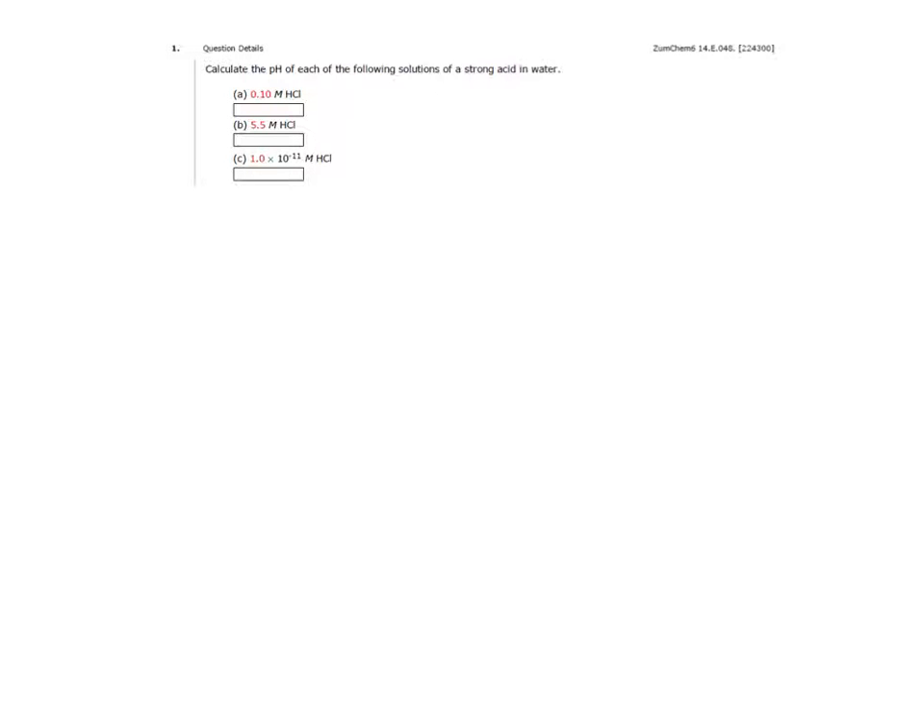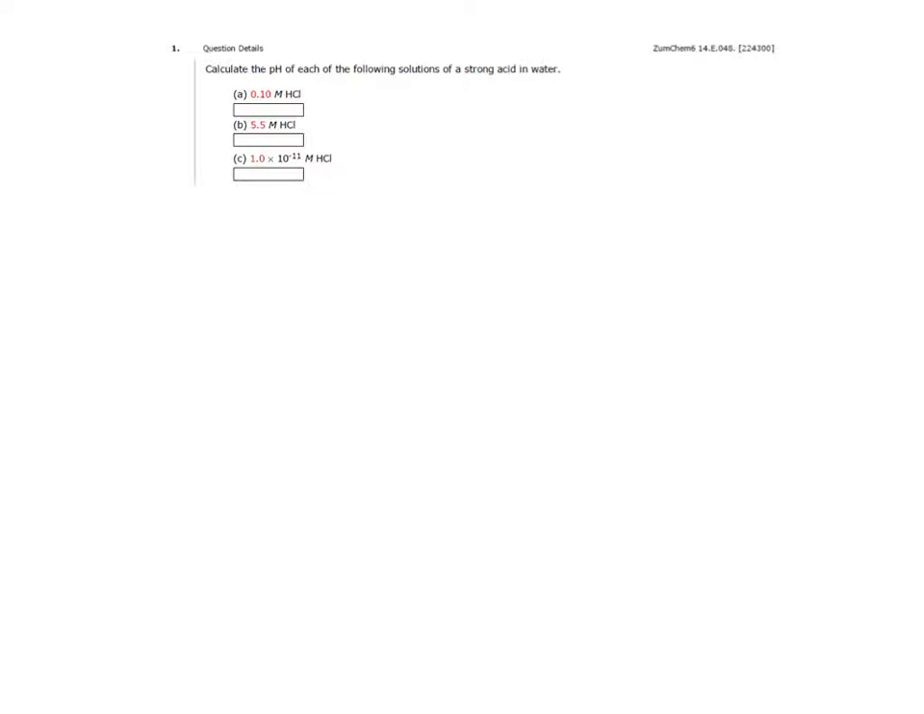Here's a pretty straightforward problem where they're giving us the concentration of a strong acid and asking us to calculate pH. Since strong acids ionize completely when they're dissolved, whatever initial concentration of the acid they give you will also be the hydrogen ion concentration produced by that acid at equilibrium. Now there's going to be a little bit of a twist in part C.